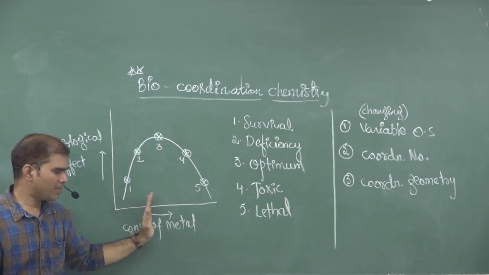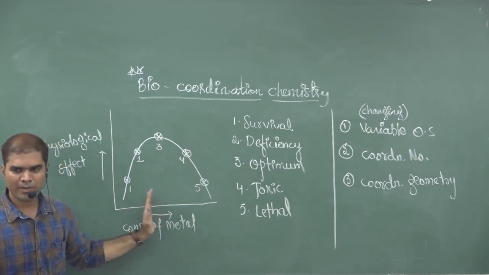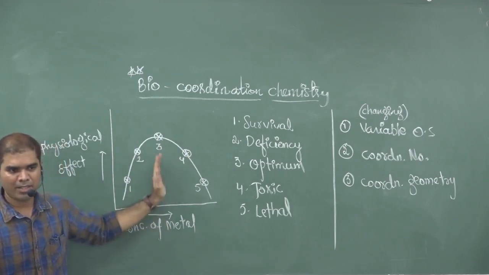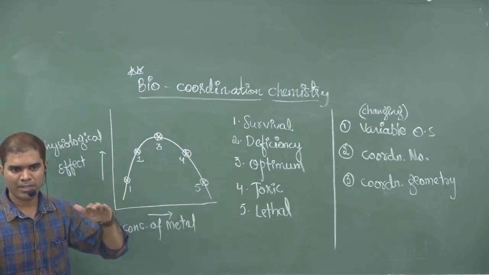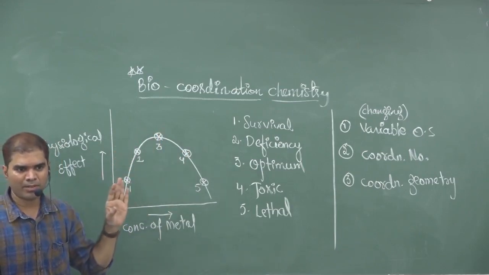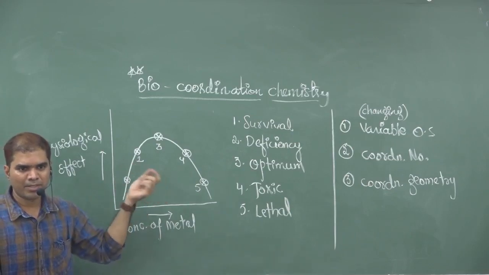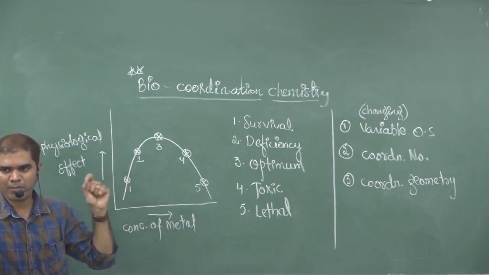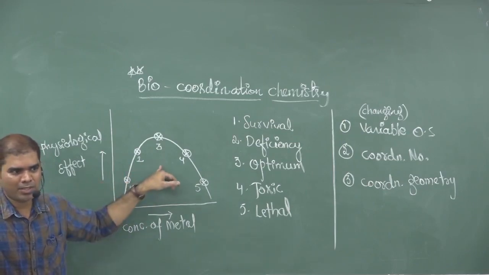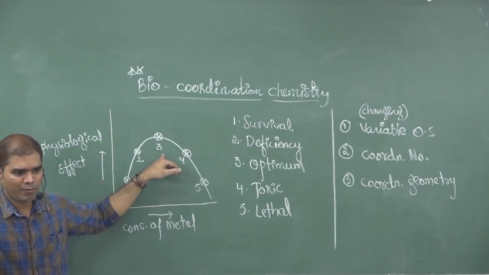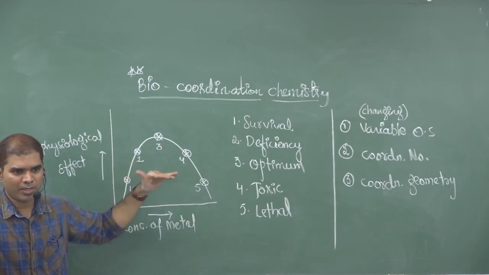Then slowly I am increasing the metal concentration. When I increase the metal concentration, I reach a stage where there are no physiological disorders. I am absolutely normal. Nobody will call me abnormal. So that concentration where every metabolic activity is running at its best, we call the optimal concentration, where every metabolic activity will be going on smoothly.